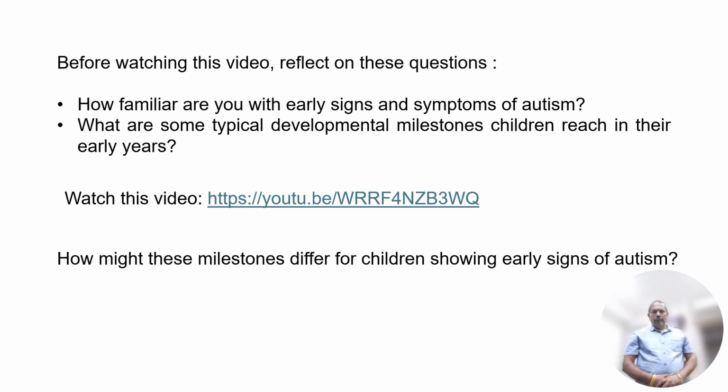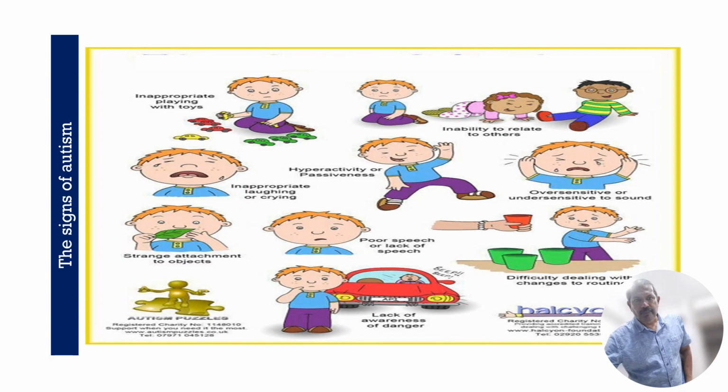Okay, so you just watch. Thank you for coming. Let's take a look and understand how the milestones might differ for children showing signs of early autism. Basically, you will find that children with autism tend to miss certain milestones in terms of their verbal skills, their recognition, and so on. So you can see that the signs of autism vary a lot.